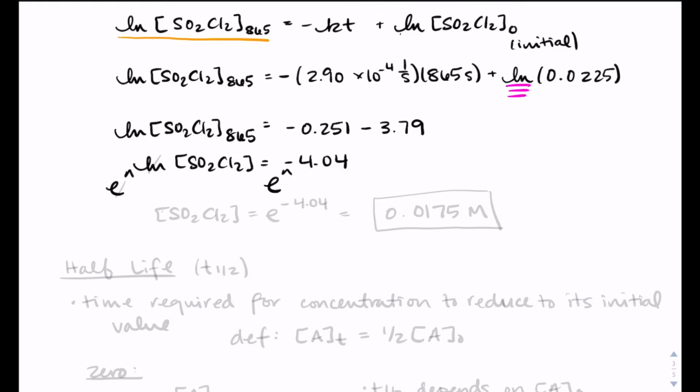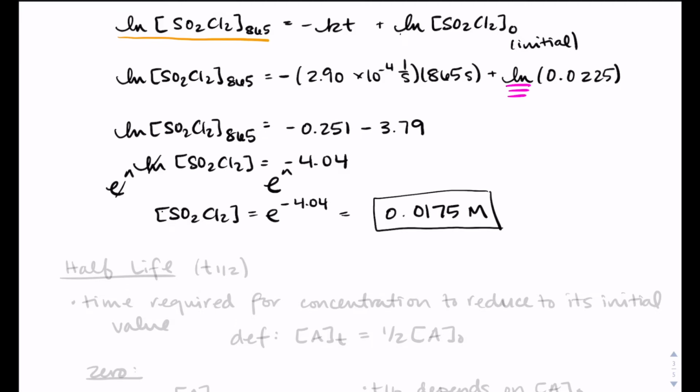I can check to see if this makes sense. Intuitively, for first order, second order, or zero order, you may or may not be able to gauge it too well, but as our reaction proceeded, the reactant should go down. You can check that, and we do have that. My concentration went down as the reaction proceeded. Fantastic.